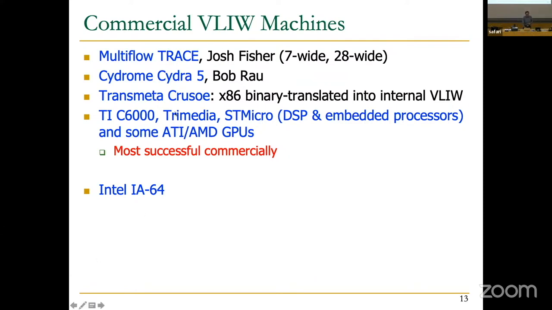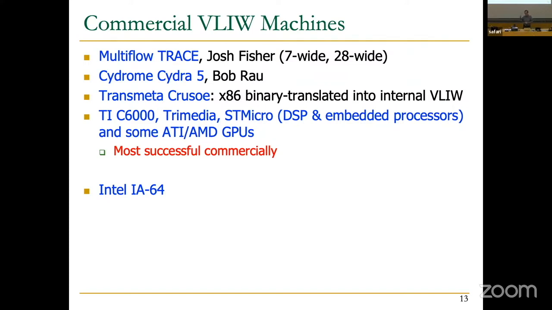Transmeta Crusoe, I'm going to talk about this briefly later on also. These folks were actually trying to do something very interesting. They were trying to compete with Intel at the time. They took x86 binaries, x86 code, because there's a software base, right? You take the software base and you translate it internally to a VLIW engine so that you can extract a lot of parallelism without the hardware cost with simple processors. And they tried very hard. Unfortunately, they were also not very successful, at least in the general purpose market.